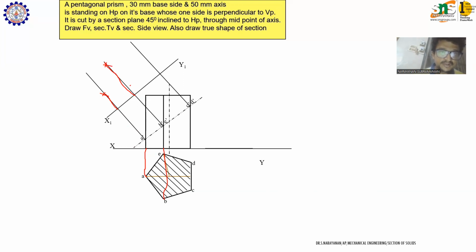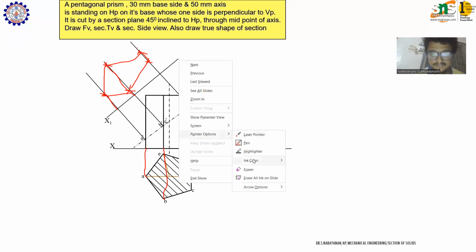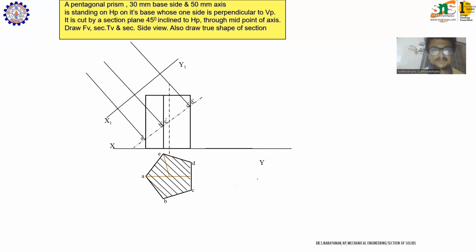Similarly, XY to E should be reproduced here, XY to C should be reproduced here, and XY to D should be reproduced here. You have to measure this distance, and the same distance should be marked here, and you have to mark a point here. Similarly, you have to mark 5 points, and then join these 5 points and hatch. So this is how the true shape will be drawn, right? Hatch this. This is the true shape of the section of the prism, right?